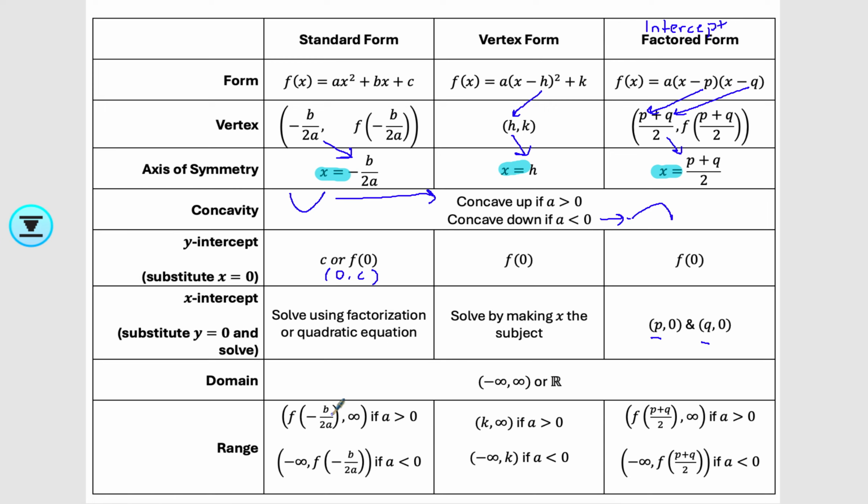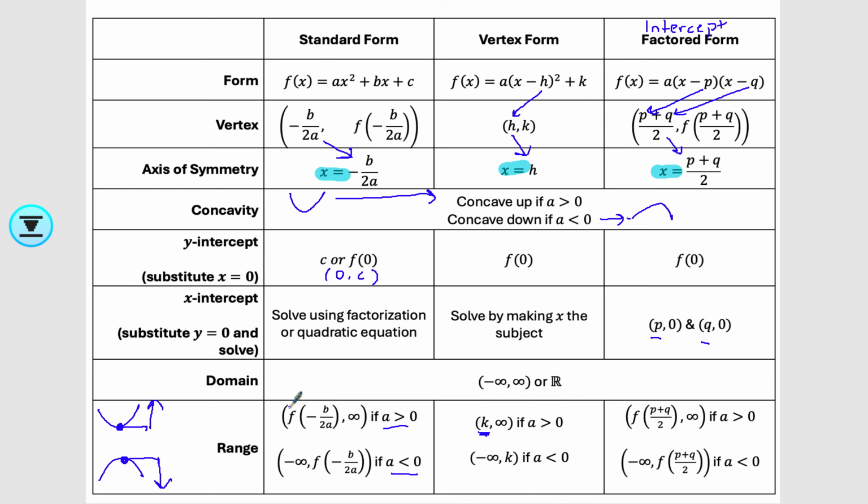For the range, it depends on the concavity of your function. That's why you'll see these conditions. If you are concave up, then your range will always be from the y coordinate of the vertex to infinity. If you're concave down, then your range will always be from the y coordinate of the vertex to negative infinity. That's why this is written here. I think in vertex form it's easier to see. It's taking the y coordinate and going to infinity, and then negative infinity up to the y coordinate.